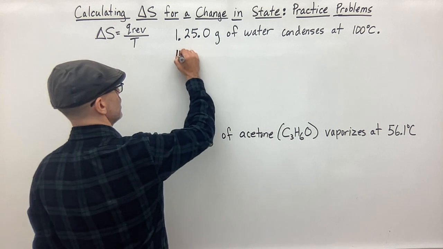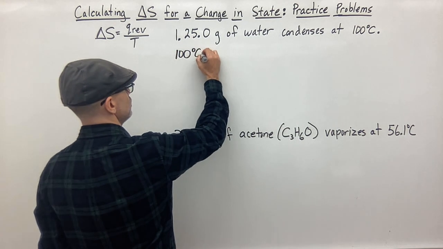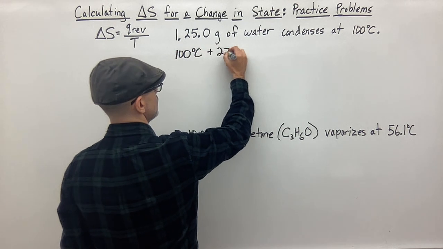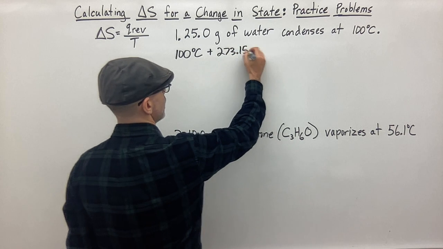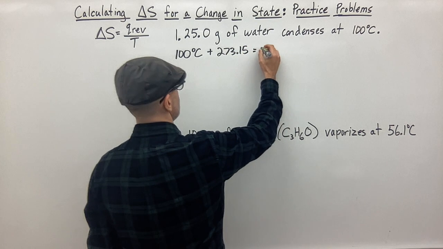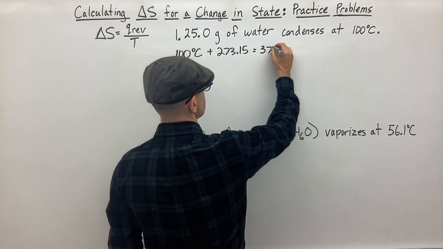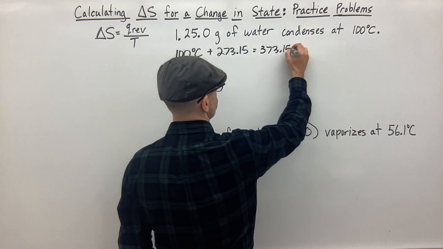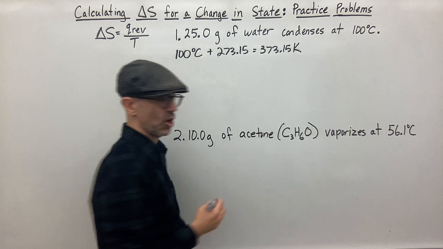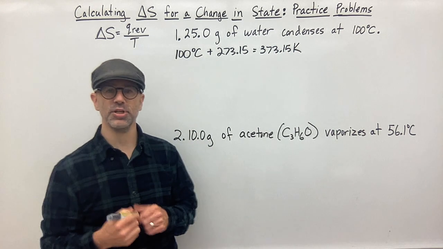So we're going to take 100 degrees Celsius, add 273.15 to that, and we get 373.15 Kelvin. So there's our temperature in Kelvin.